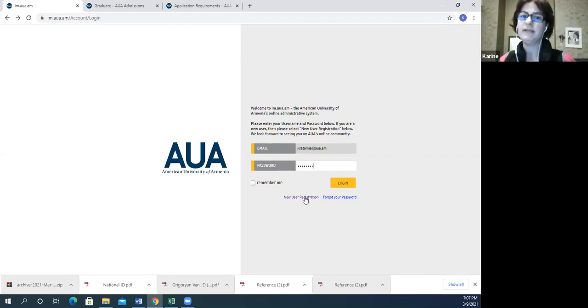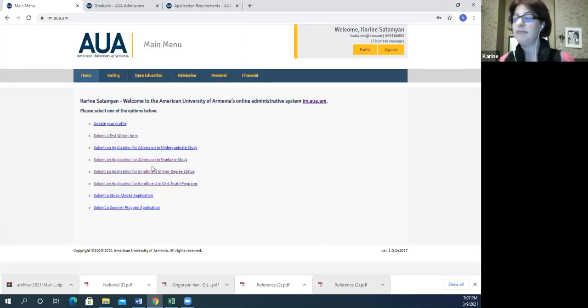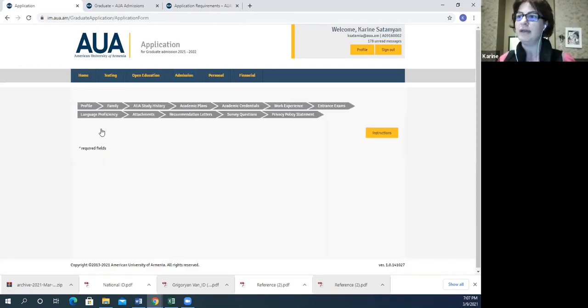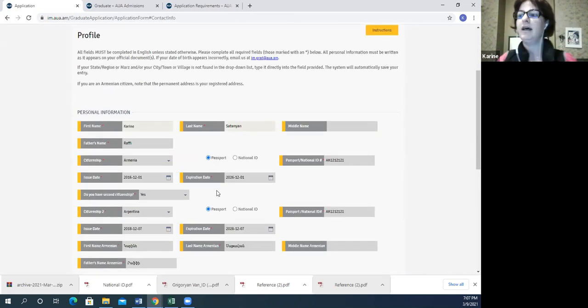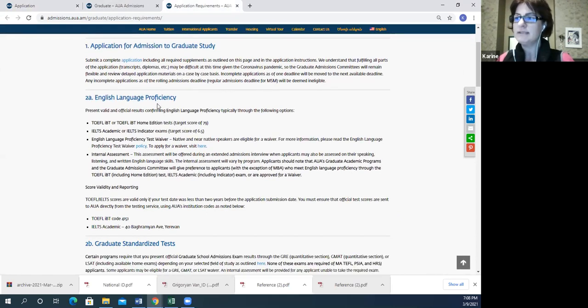But since I have already created my profile, I will simply log in. And if you are new, you will start an application for admission to graduate study. Since I have already started my application, I will go to edit my application, and I can come back. You can come back to your application and add or edit it until the time you submit it. Once you submit your application, you will not be able to make any more edits or additions. Then we will go over the application requirements.